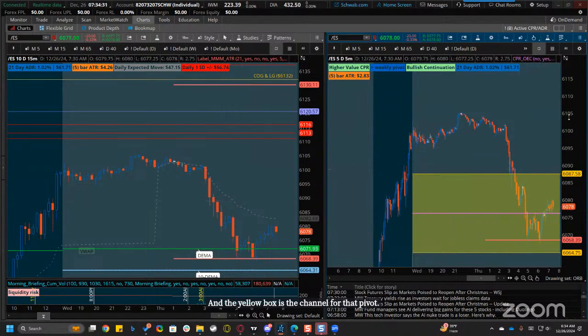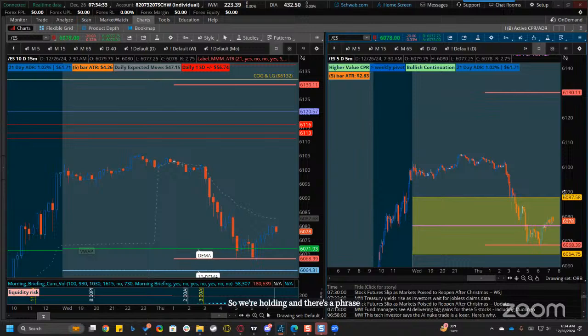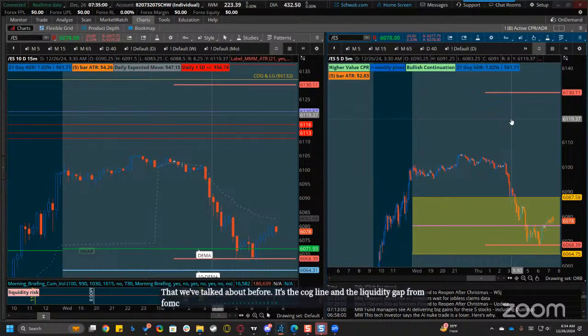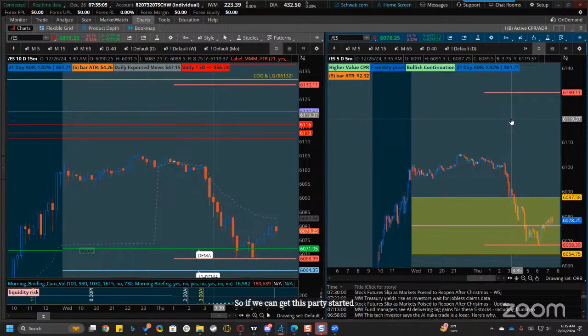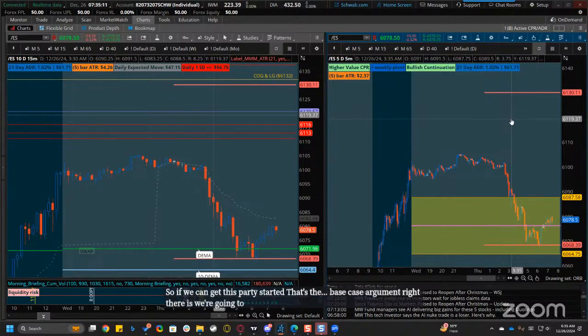So we're holding, and there's a phrase that says if we get to one ADR early enough in the day, we can go to the other ADR by the end of the day. That would put us up at 6130-ish. That's the FOMC 6132 cog line that we've talked about before. It's the cog line, the liquidity gap from FOMC, and it's today's ADR half. So if we can get this party started, that's the base case argument right there, is we're going to at least go to 6132.